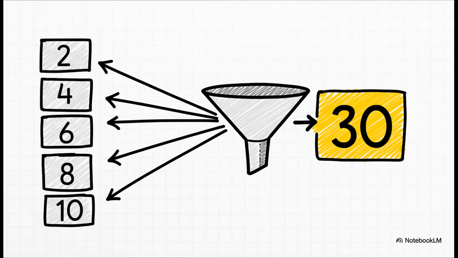So let's try it out with a really simple set of numbers. We've got 2, 4, 6, 8, and 10. First step, just add them all up. So 2 plus 4 is 6, plus 6 is 12, plus 8 is 20, plus 10. That gives us a grand total of 30.